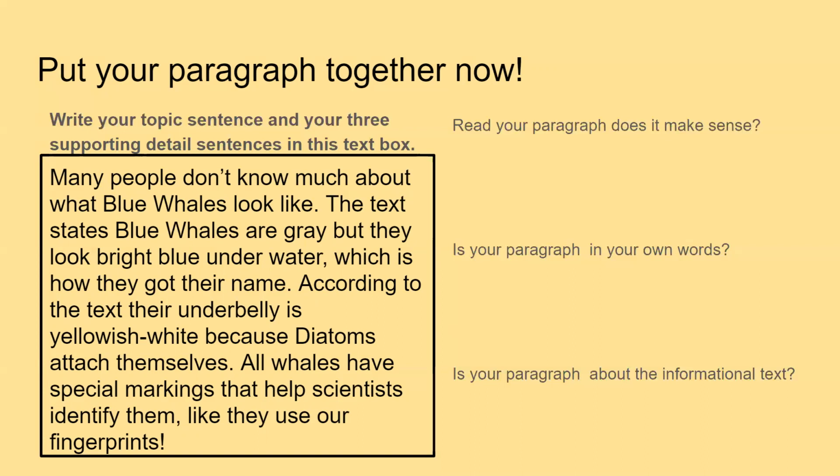So I changed quite a few words in there. I got rid of one sentence stem at the end, so it just sounded better. I didn't want to keep saying in the text it states because that really kind of took away from what I was trying to tell my audience. So if you need to change words, as long as it stays on topic and as long as it makes sense, it's okay. I just wanted to give you some sentence starters so that way you weren't completely lost.